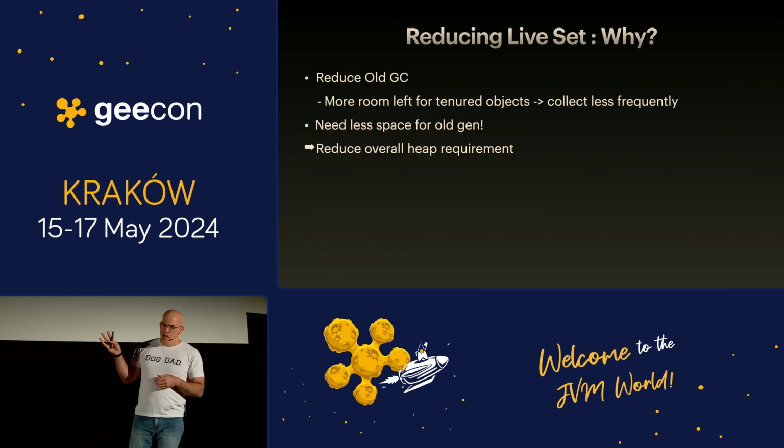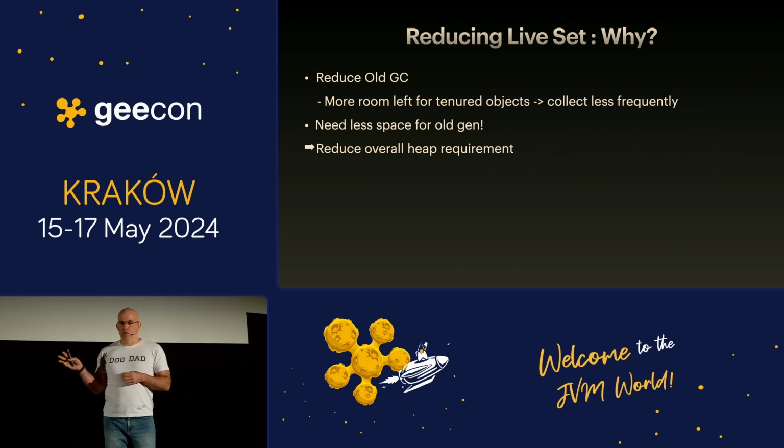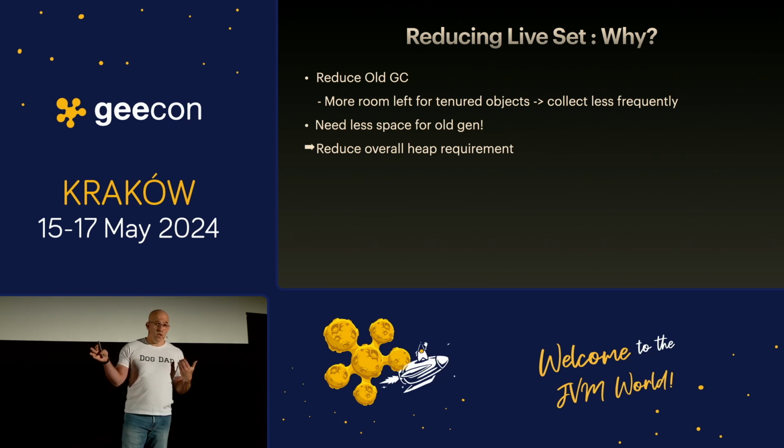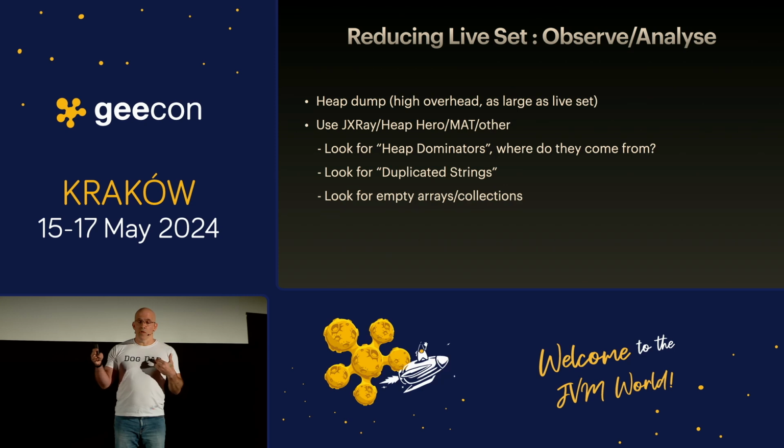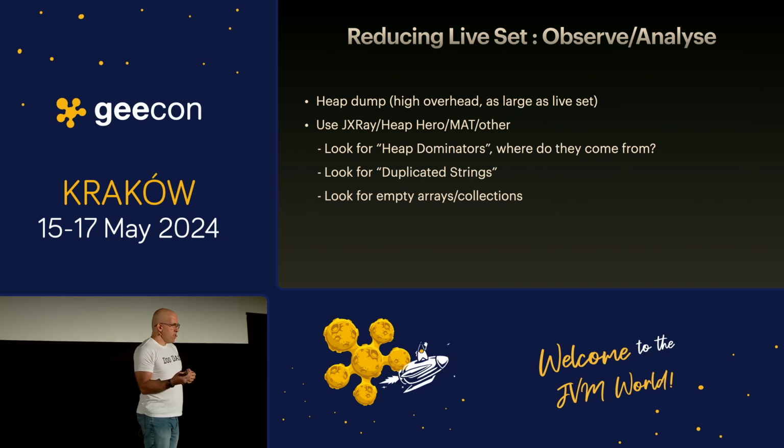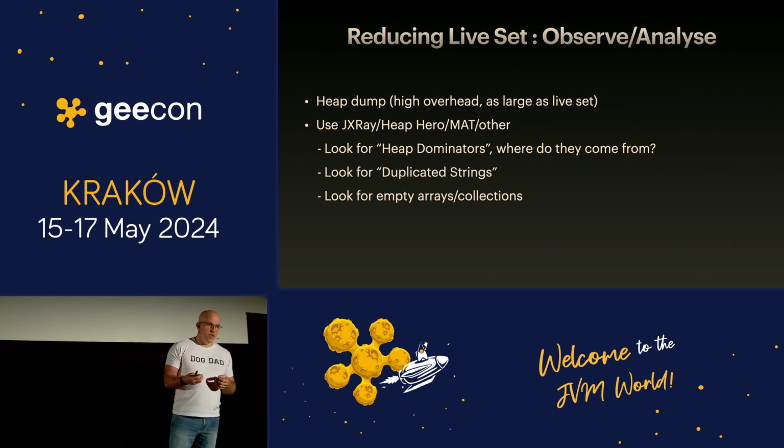Reducing the live set, similar reasons. We need to reduce old GCs. If we can reduce old GCs, we don't have to have such a large heap anymore potentially. Sorry, if we reduce the live set, there's less to hold. Old gen can be smaller. Finding out what the live set is is tricky on concurrent GCs.